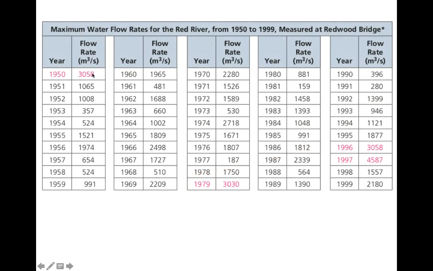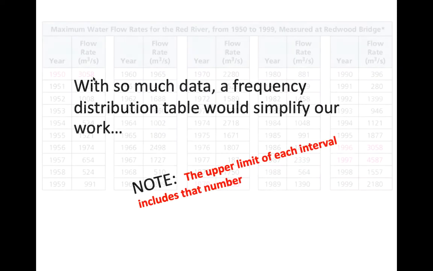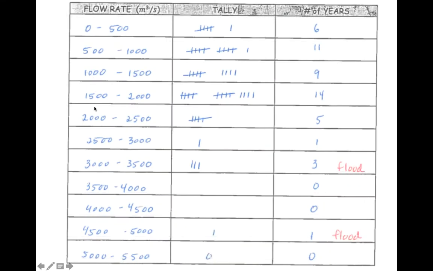So literally, if I go back to the data for a second, what we're doing is taking a look at each one of these pieces of data and putting a little check mark to show where it belongs. So for instance, 3,058, if I go back to my distribution table, would be here in this one. So it represents the first little stroke that I have.